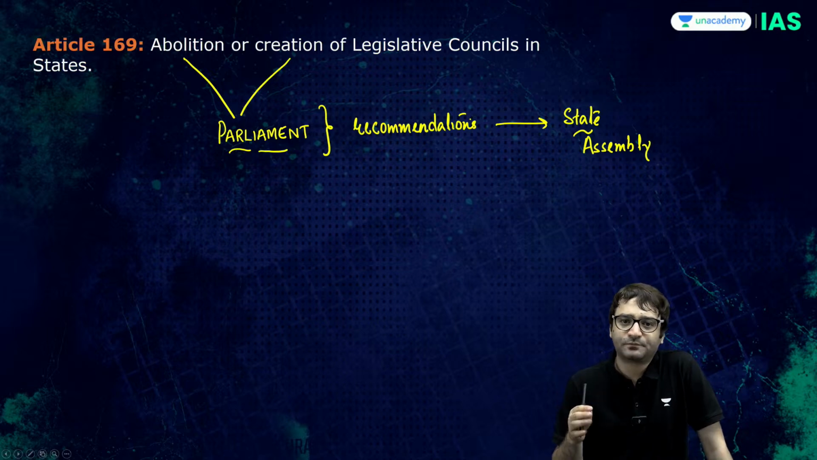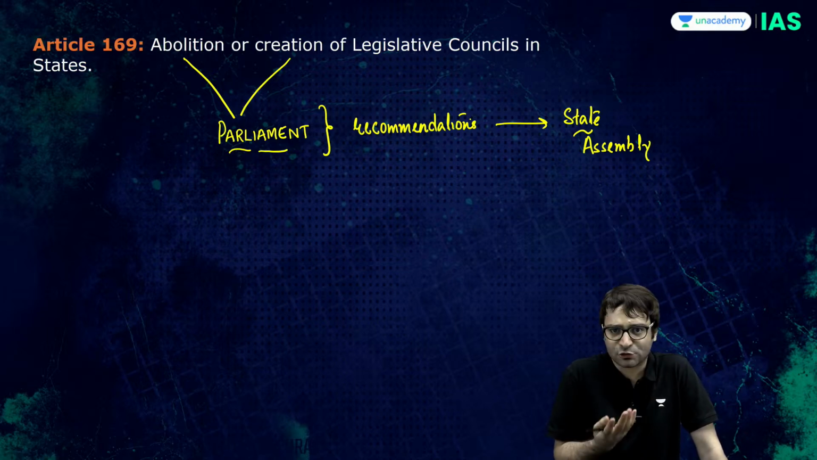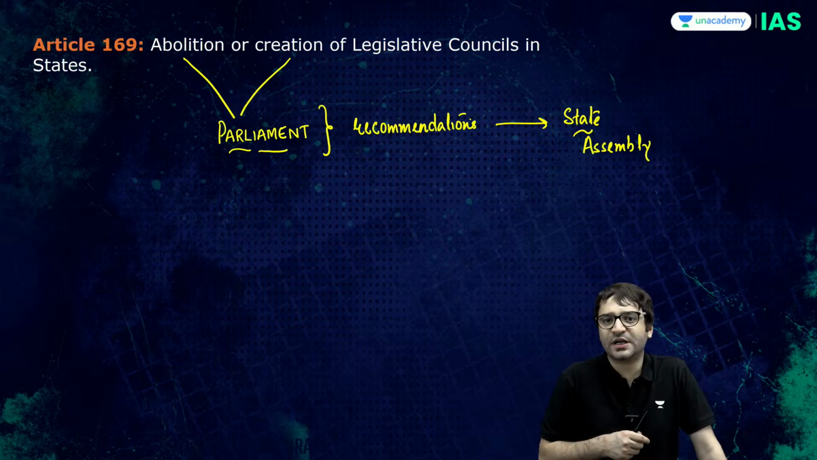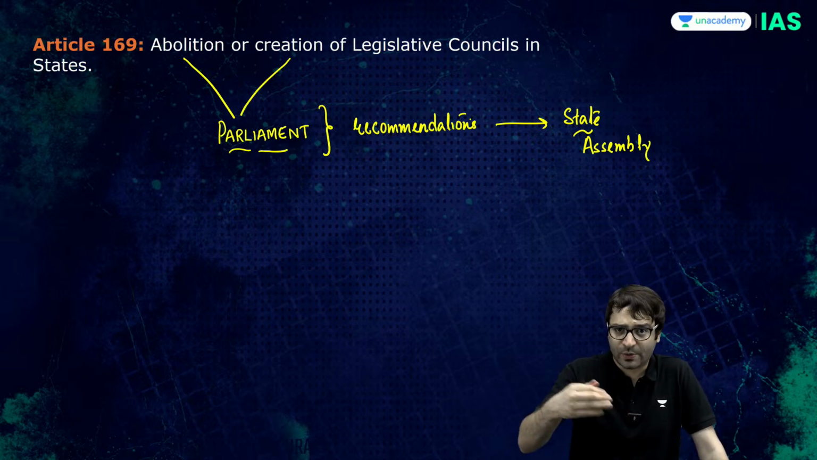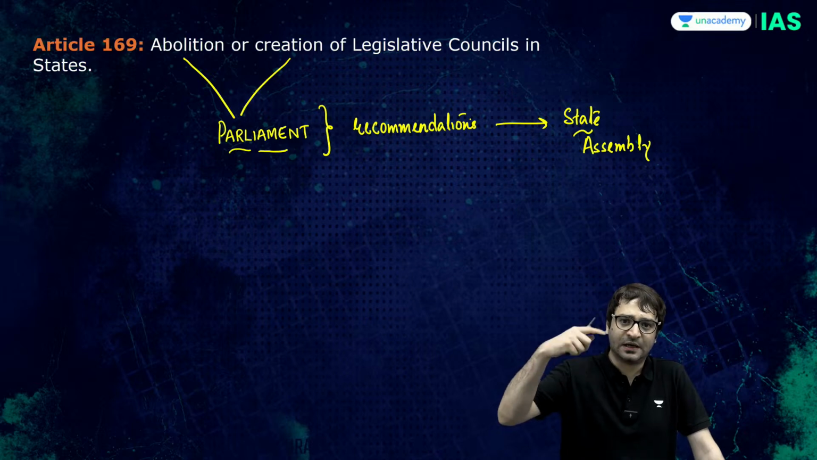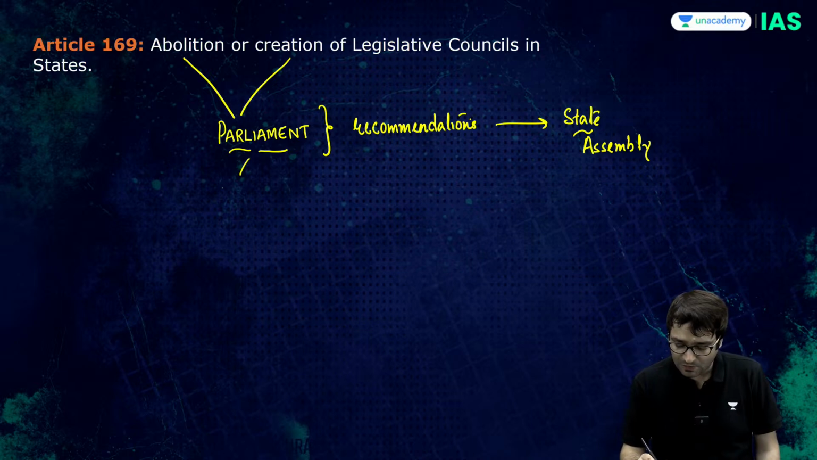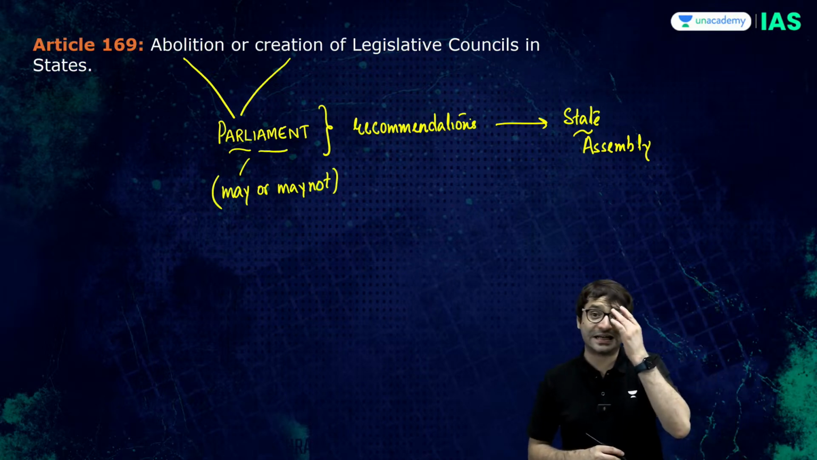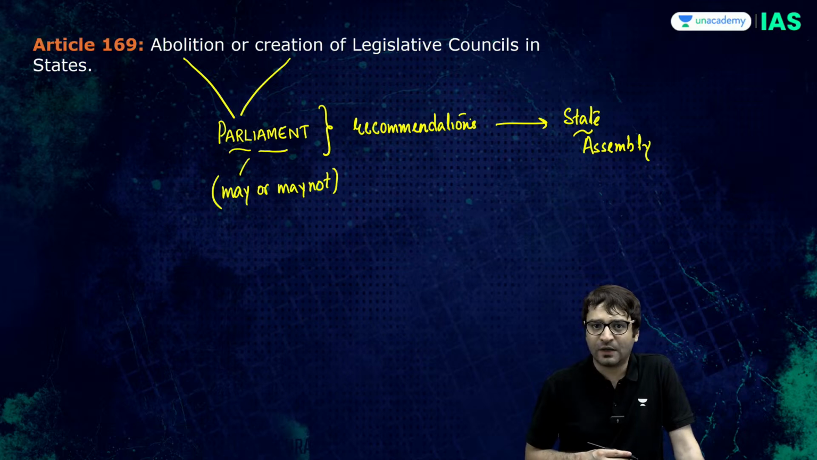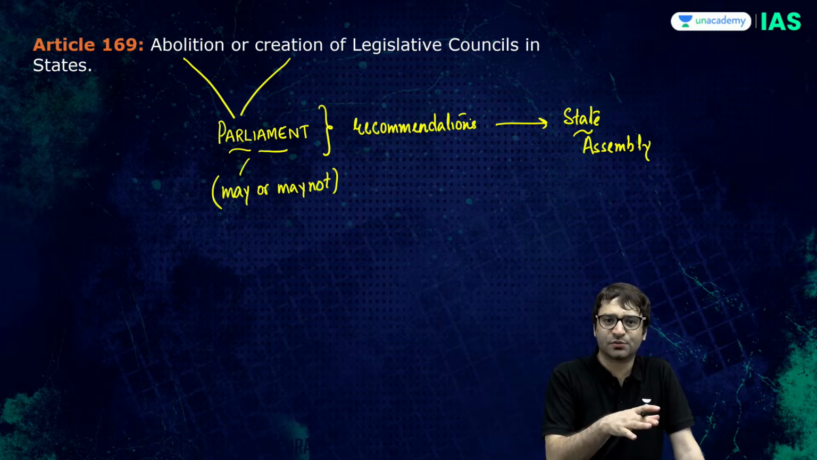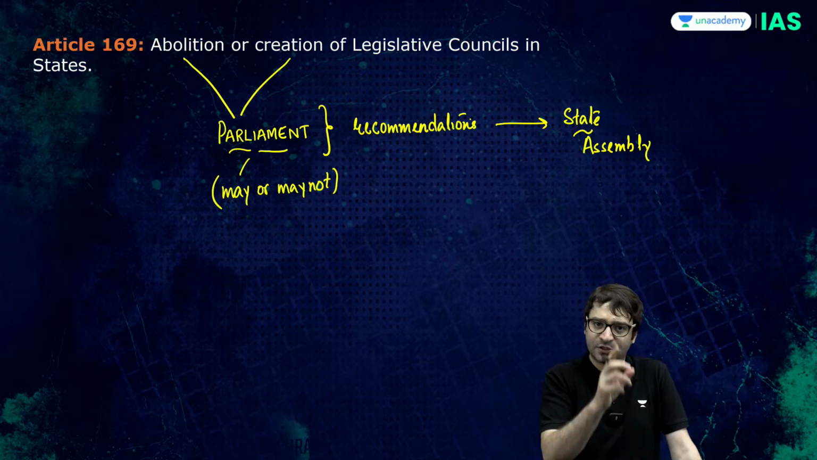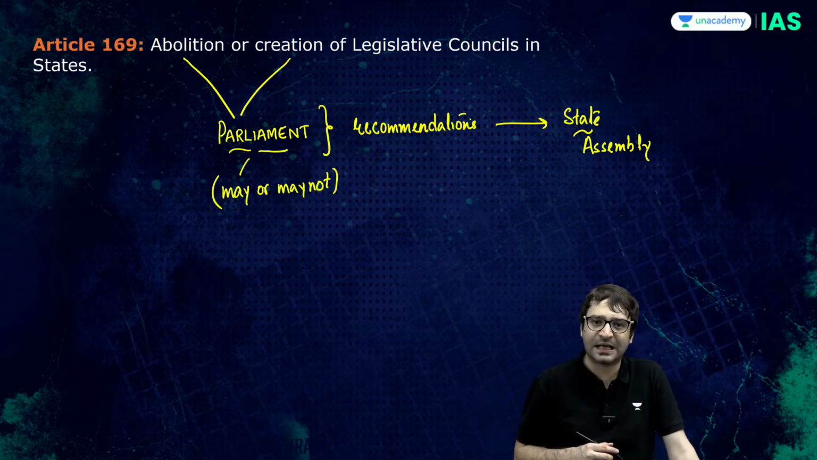Which means, let's say, in Tamil Nadu, where there is no legislative council, if the Tamil Nadu Legislative Assembly passes a resolution by special majority, requesting the Parliament to please create a legislative council for Tamil Nadu, Parliament may or may not, which means this recommendation by the state legislature is not binding on the Parliament. But who can abolish a legislative council? Who can establish a legislative council? That's covered under Article 169. That is the power available with the Parliament.